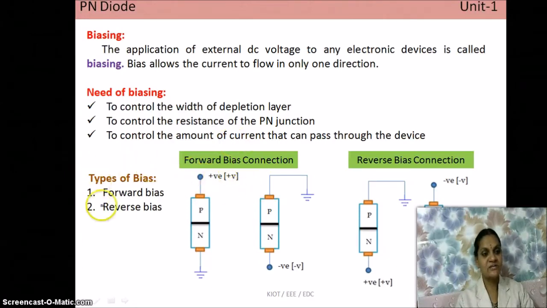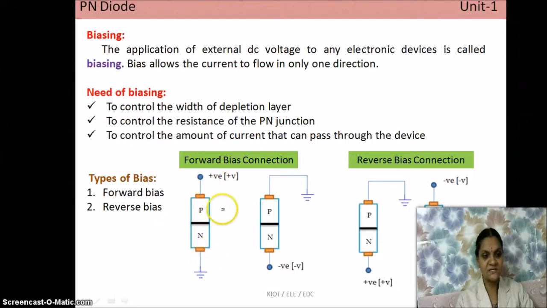What are the different types of bias existing in a diode? Normally there are two types of bias. One is forward bias and another one is reverse bias. Forward bias connection, how will it be? This is the forward bias connection.